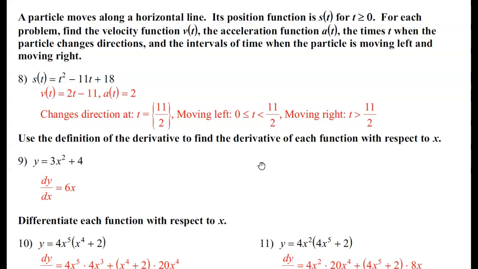If there were decimals, or it was trig functions, maybe. But, I mean, 11 halves isn't unreasonable. We don't need to graph this at all.